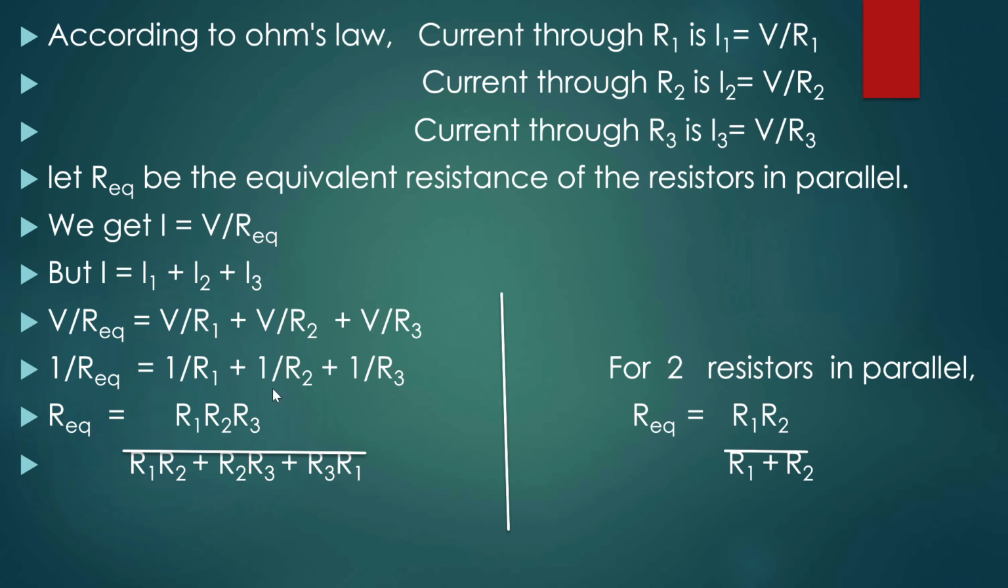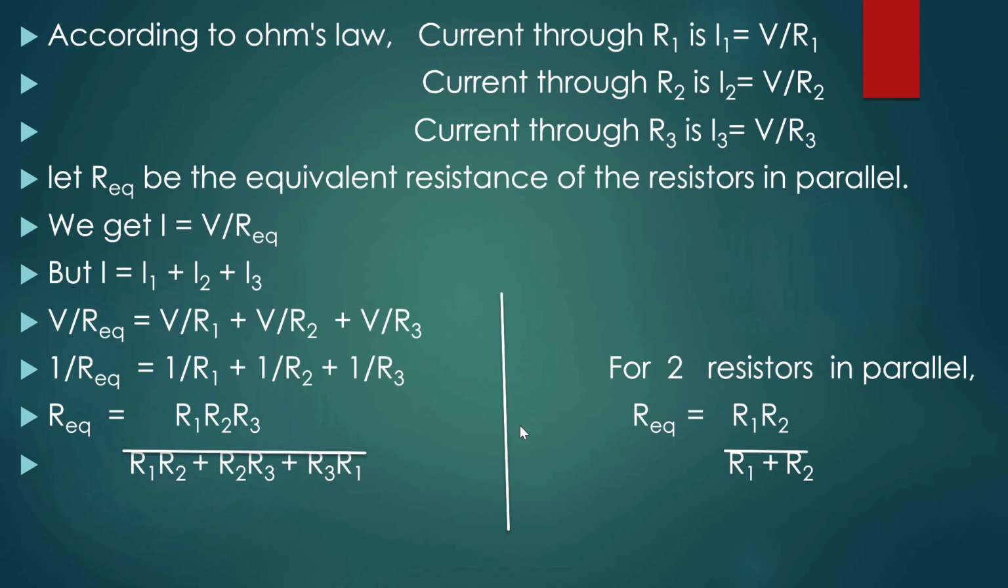So when we simplify, we get R equivalent is equal to R1 R2 R3 by R1 R2 plus R2 R3 plus R3 R1. So this is the equivalent resistance of three resistors in parallel. If we have only two resistors in parallel, then R equivalent will be equal to R1 R2 by R1 plus R2. I hope this is clear to you all, children.